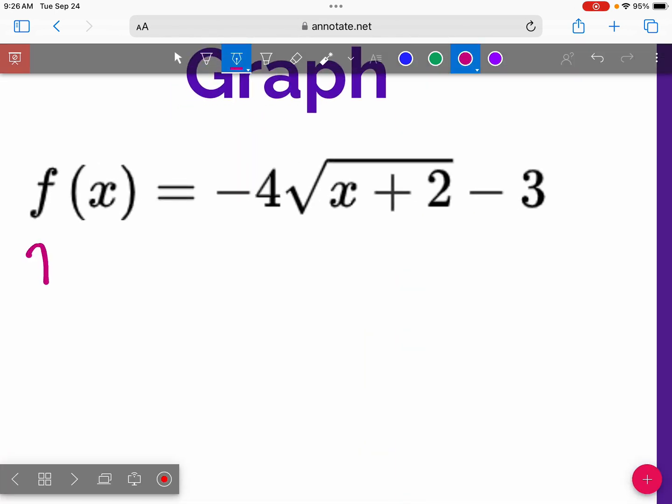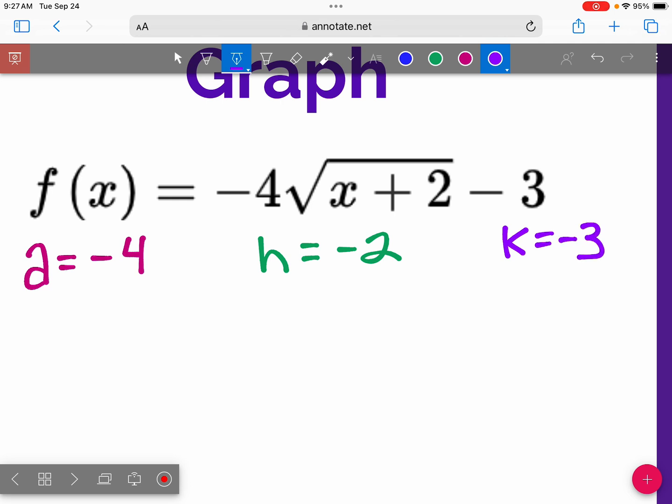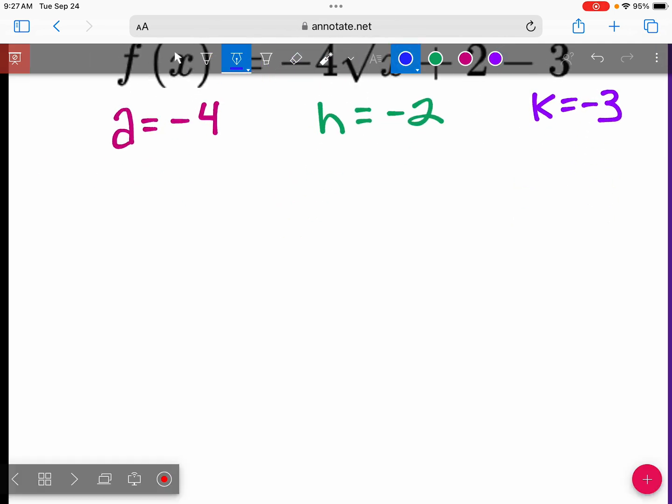So what is our A? -4. What's our B? 1. So we don't even need to worry about him too much. What's our H? -2. And what's our K? -3. Lots of negatives here, so we're just going to be careful with that.